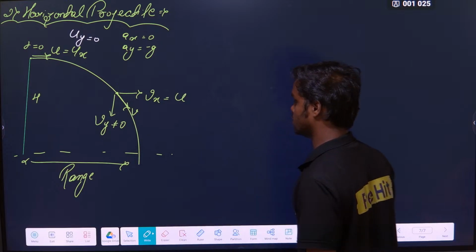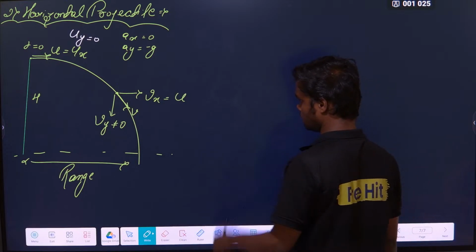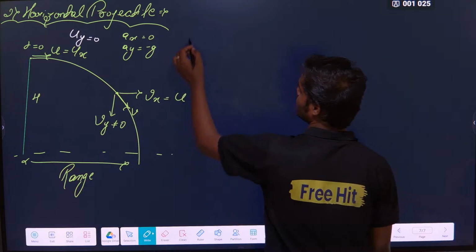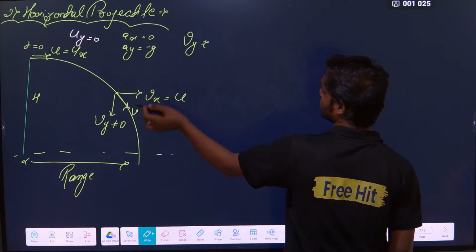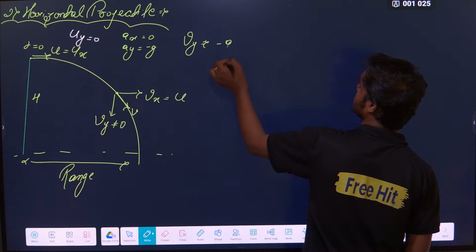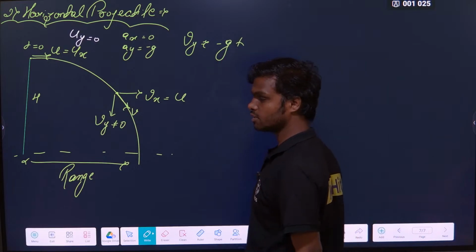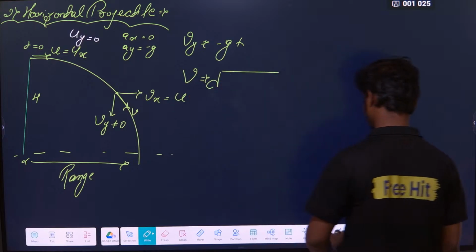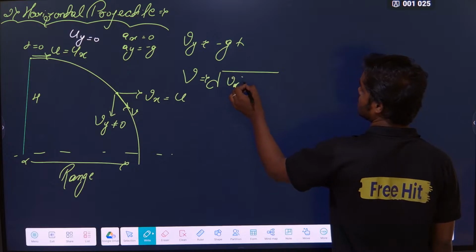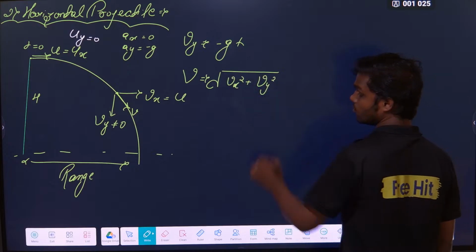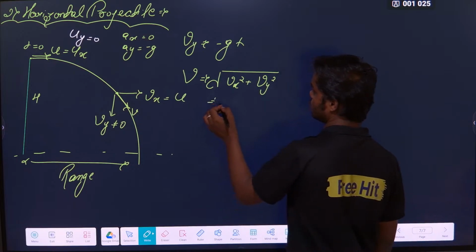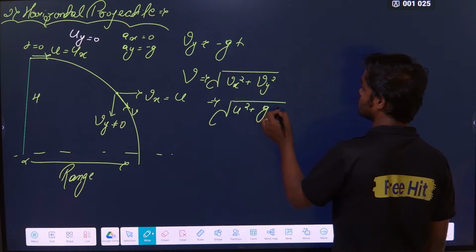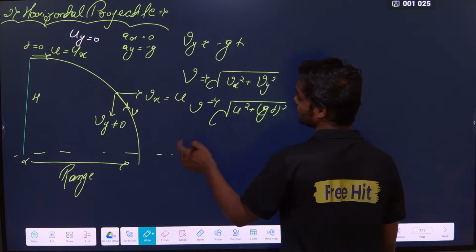So first thing is, what is my vy at this point? So vy will be given as minus gt, correct? Vy will be given as minus gt. What is v? V is equal to under root of vx square plus vy square. So vx remains the same, vy is gt, so v net is root of u square plus g square t square.